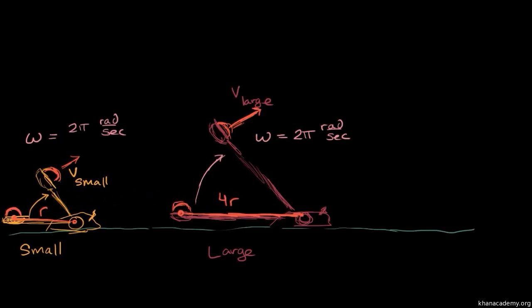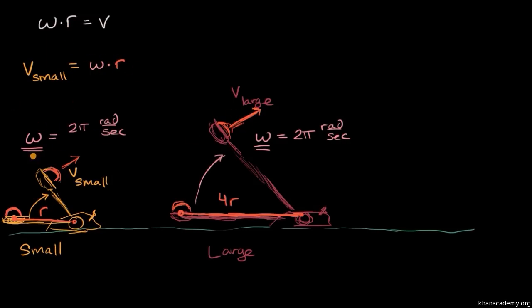Well, the key thing to realize here, and we've seen this in multiple videos, is the relationship between the magnitude of angular velocity and the magnitude of linear velocity. The magnitude of angular velocity times your radius is going to give you the magnitude of your linear velocity. So for the small one, we could write V small is going to be equal to omega. These are the same omega. In fact, we don't even have to know what this is. We could say V sub small is equal to omega times our radius, which is r.